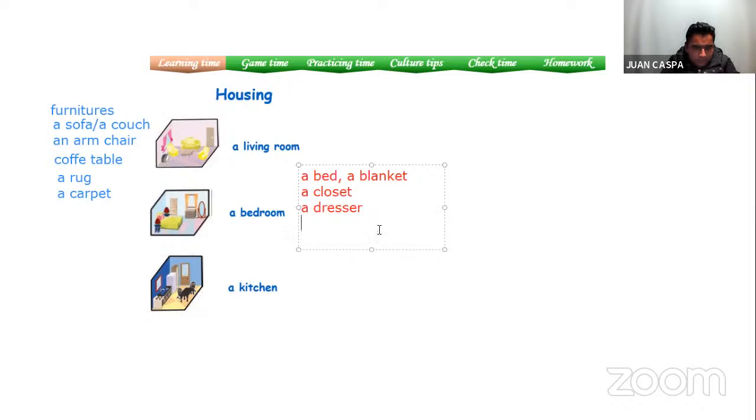Of course, sometimes lamps, right? A lamp can be a lamp. Okay. And how about a kitchen? In a kitchen, also we're gonna have interesting things. In a kitchen, of course, we have a shelf. A shelf.